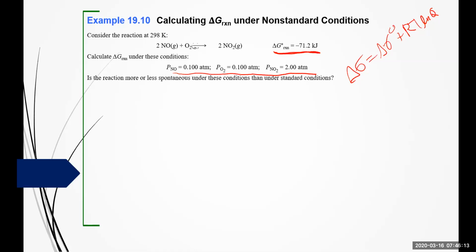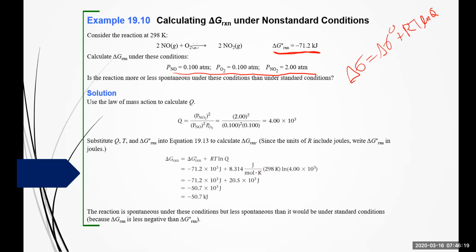Right? Remember that our Q for this expression should be our products over our reactants. So we plug that in. We can find our ln of our Q. We want to make sure that we change our delta G into joules. And then at the end, we can turn it back into kilojoules. So we get our value down there.